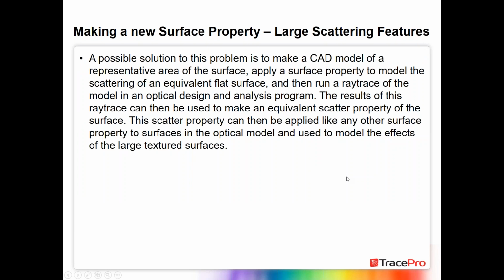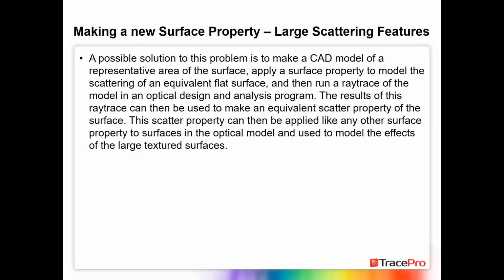So a possible solution is to make a CAD model of a representative area of the surface, apply a surface property to the model to model the equivalent scattering of a flat surface, and then run a ray trace with the model in an optical design and analysis program such as TracePro. And then the results of this ray trace can be used to make an equivalent scatter property of the surface. In effect, what we're doing is creating a scatterometer with a very large beam. And I'll show you in a few slides here what that is.